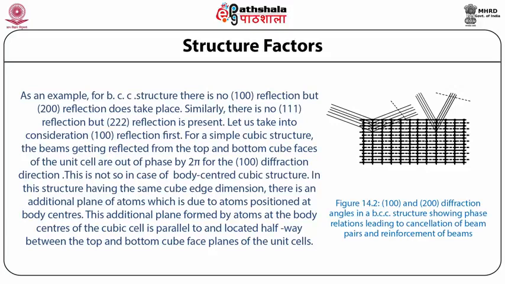Let us take into consideration 100 reflection first. For a simple cubic structure, the beams reflected from the top and bottom cube faces of the unit cell are out of phase by 2 pi for the 100 diffraction direction. This is not so in the case of body-centered cubic structure. In this structure, having the same cube edge dimension, there is an additional plane of atoms due to atoms positioned at body centers. This additional plane formed by atoms at the body centers of the cubic cell is parallel to and located halfway between the top and bottom cube face planes of the unit cells.